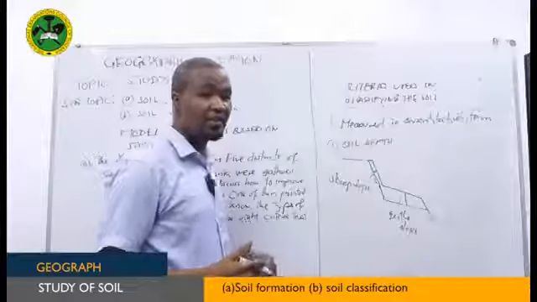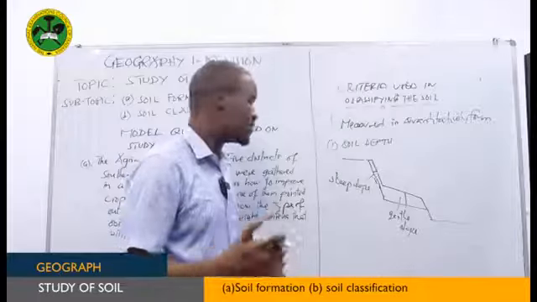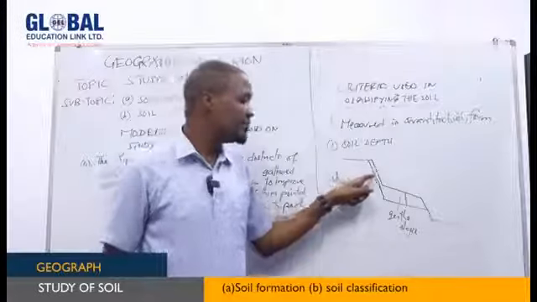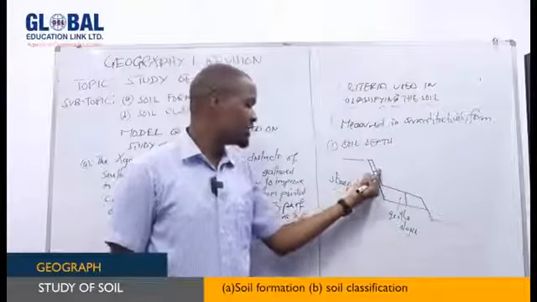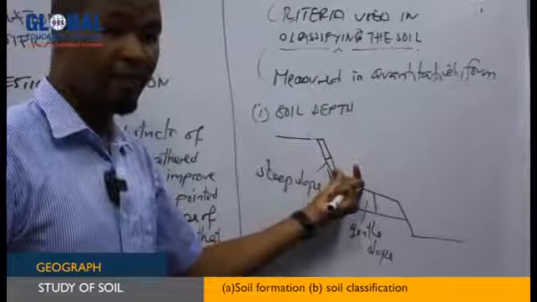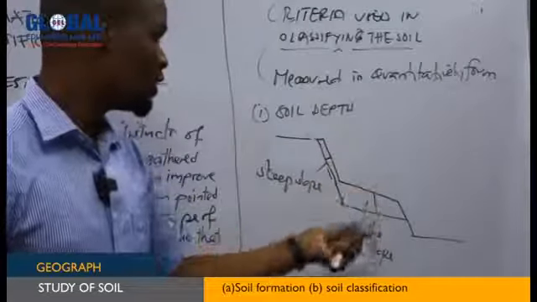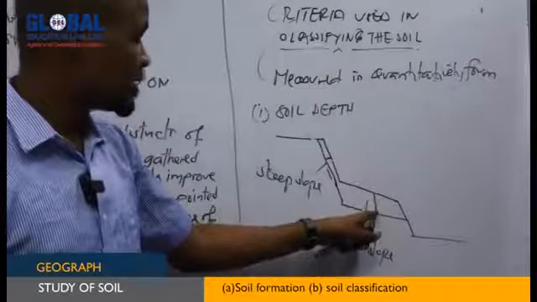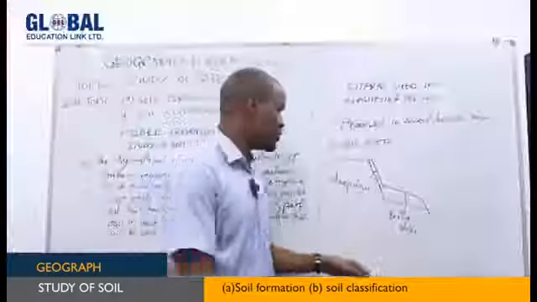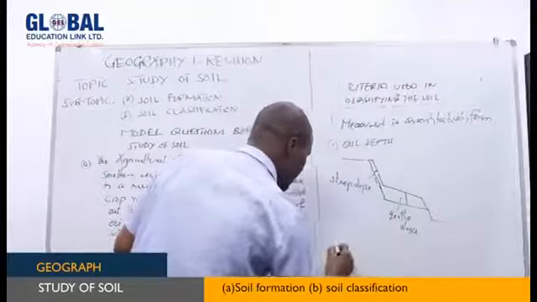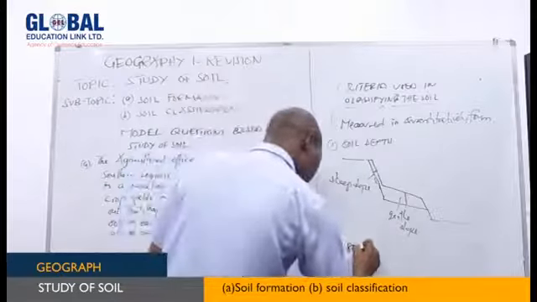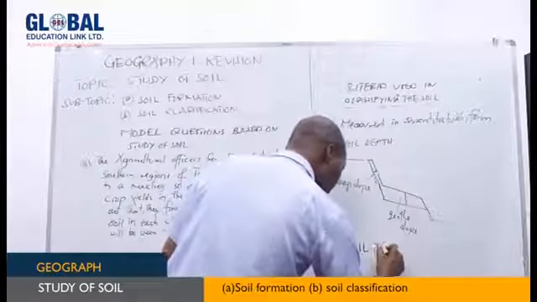So we can classify the soil, I mean, we can use this one as the first criteria. Why? Because remember, soil found in steep slopes, because it is shallow in its depth, is poor in productivity. While soil found in a gentle slope, because it has a deep depth, is good soil. This is the first criteria. Then the second criteria is soil temperature.